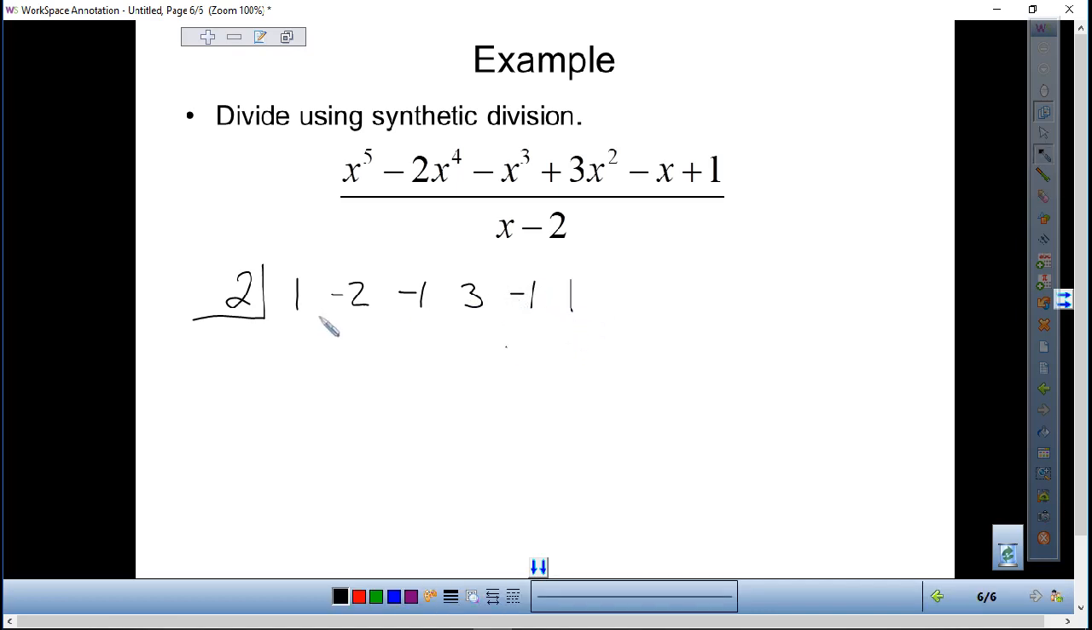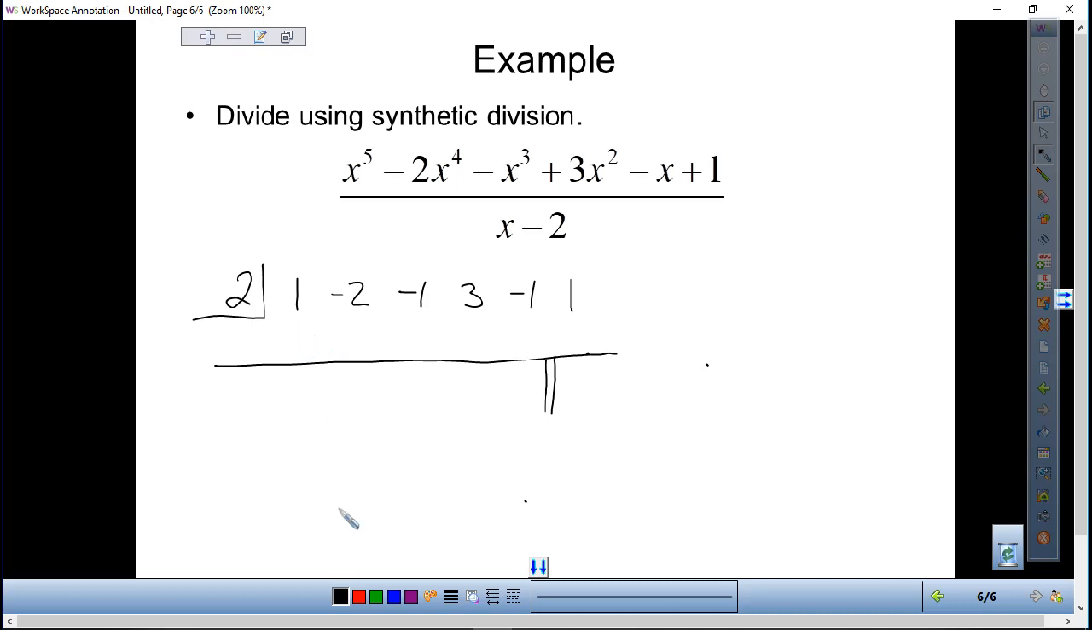So just to double check, 1, negative 2, negative 1, positive 3, negative 1, and 1. Always double check, especially if you're in a hurry or get distracted, because it's real easy to write down the wrong thing and then do everything completely right, but guess what? You just did the wrong problem, so you got the wrong answer.